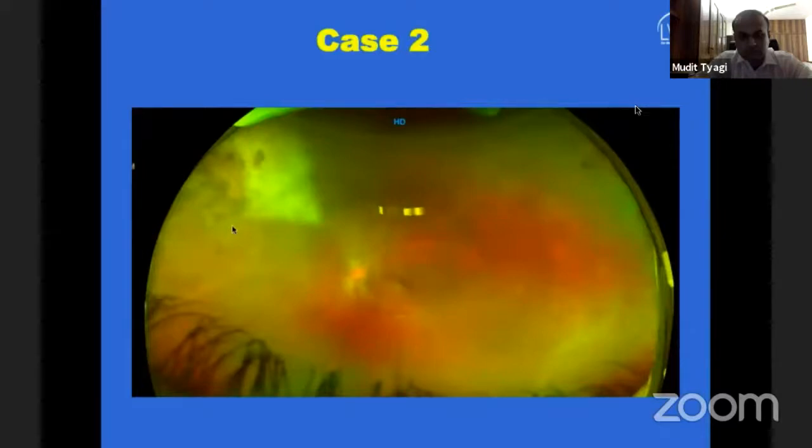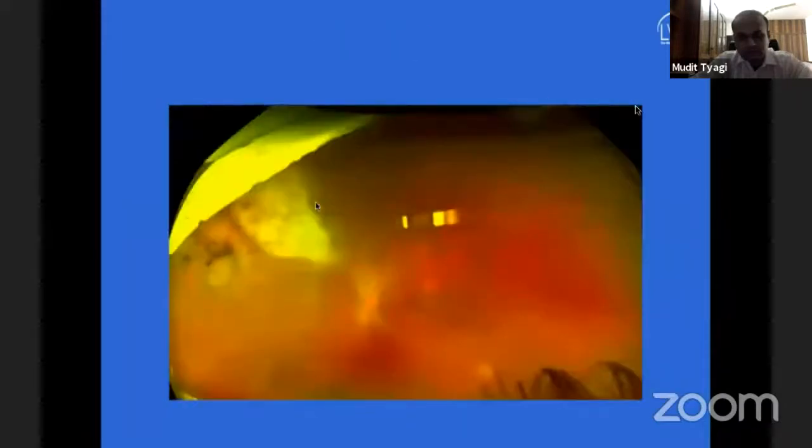And the presence of a pigmentary scar and non-resolution of the retinitis on antivirals made us think, are we dealing with an ocular toxoplasmosis? And toxoplasmosis also has been known to present with lesions similar to acute retinal necrosis. So we treated the patient with Bactrim DS. And after 2 weeks, the lesions had started regressing. And at 1 month, most of the lesions had regressed. So this is the second case.